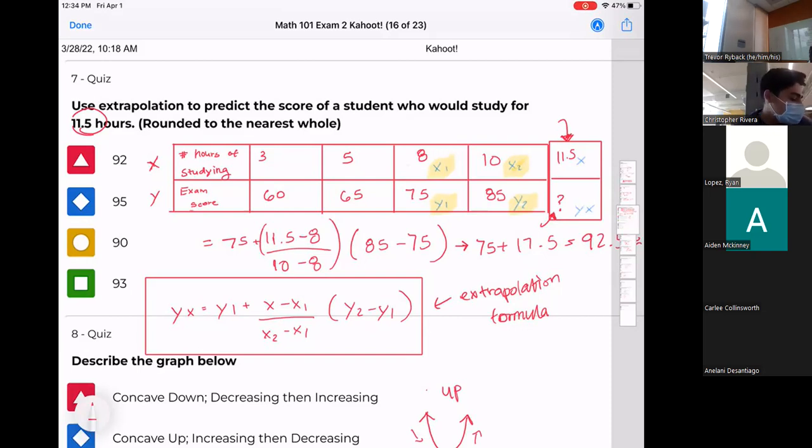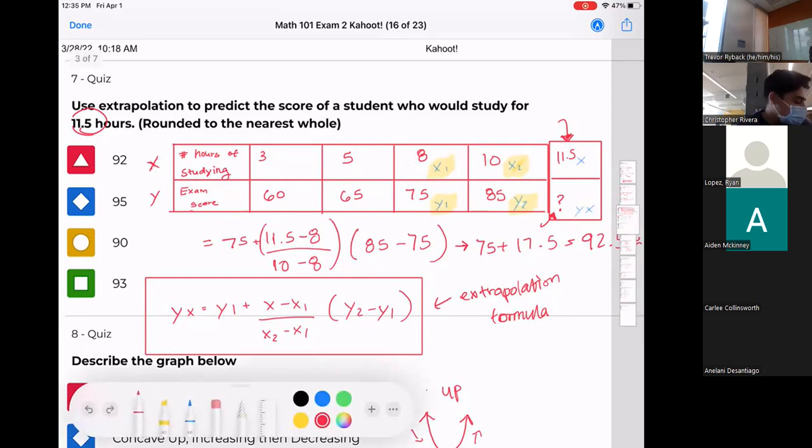Like I said, since we're trying to predict a future outcome, that future outcome being predicted is going to be the yx, or essentially what we're solving for. And given that, we know that in our formula, the x is going to be the 11.5, because that's what's given to us to solve for.